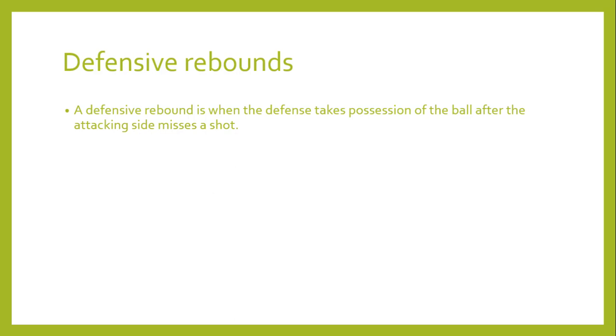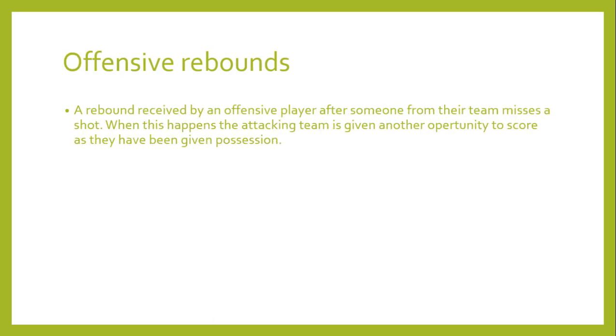A defensive rebound is when the defense takes possession of the ball after the attacking side misses a shot. Offensive rebounds are a rebound received by an offensive player after someone from their team misses a shot. When this happens, the attacking team is given another opportunity to score as they have been given possession.